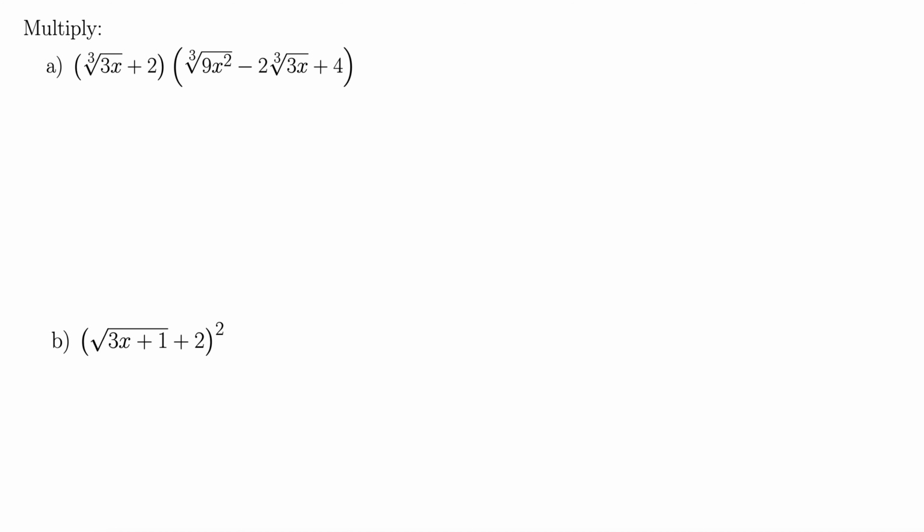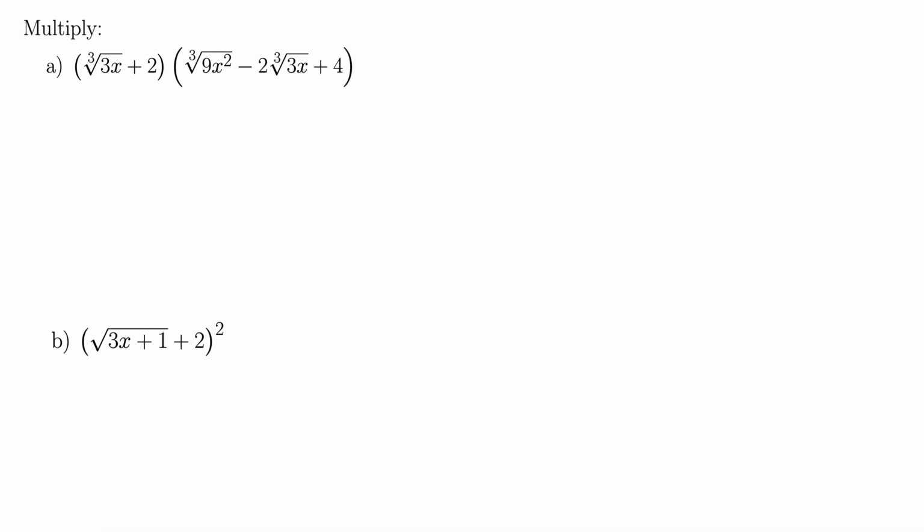In part A of this example, we want to multiply a binomial times a trinomial. So we have the cube root of 3x plus 2, all of that quantity, times the quantity cube root of 9x squared minus 2 cube root of 3x plus 4.